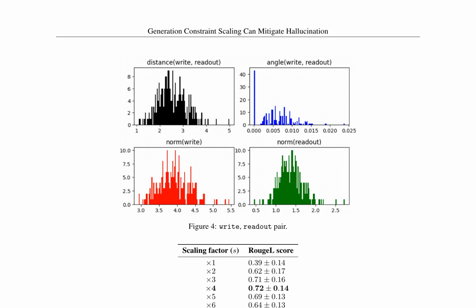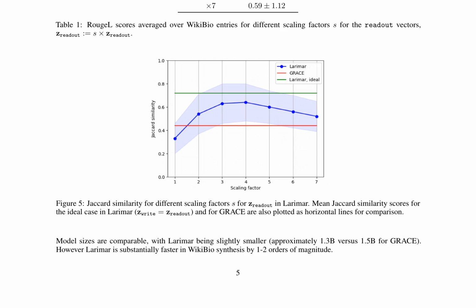A table presents Rouge L scores for different scaling factors applied to readout vectors, revealing that as the scaling factor increases, the Rouge L score initially improves but eventually decreases beyond a certain threshold. This suggests an optimal scaling factor for achieving the best performance in terms of similarity to the input text. A visual representation of Jacquard similarity scores for various scaling factors is provided, comparing them to the ideal case in Larimar and the Grace model.